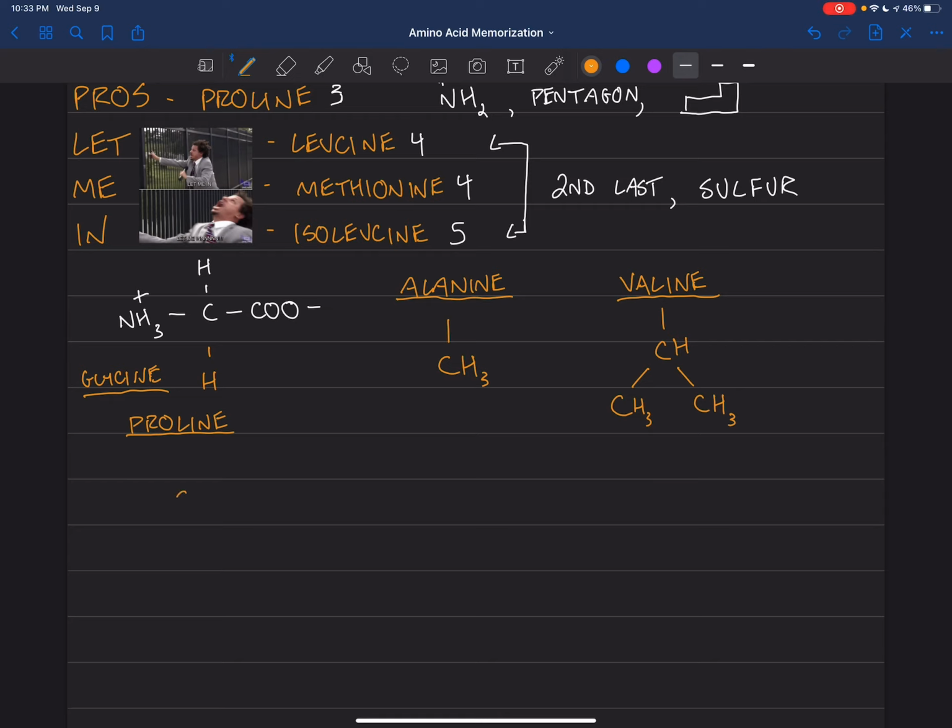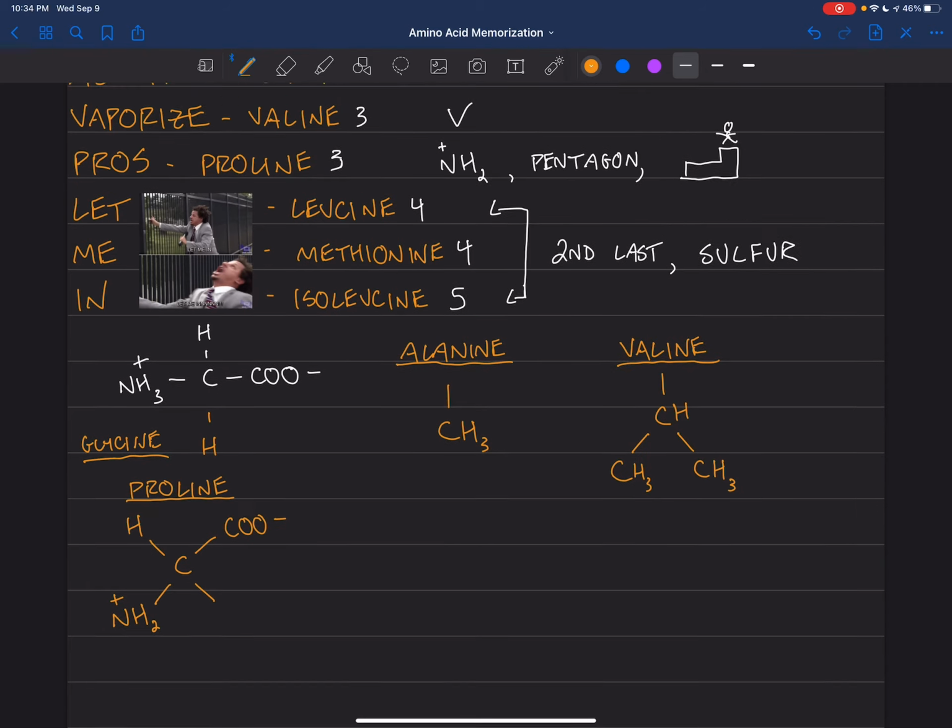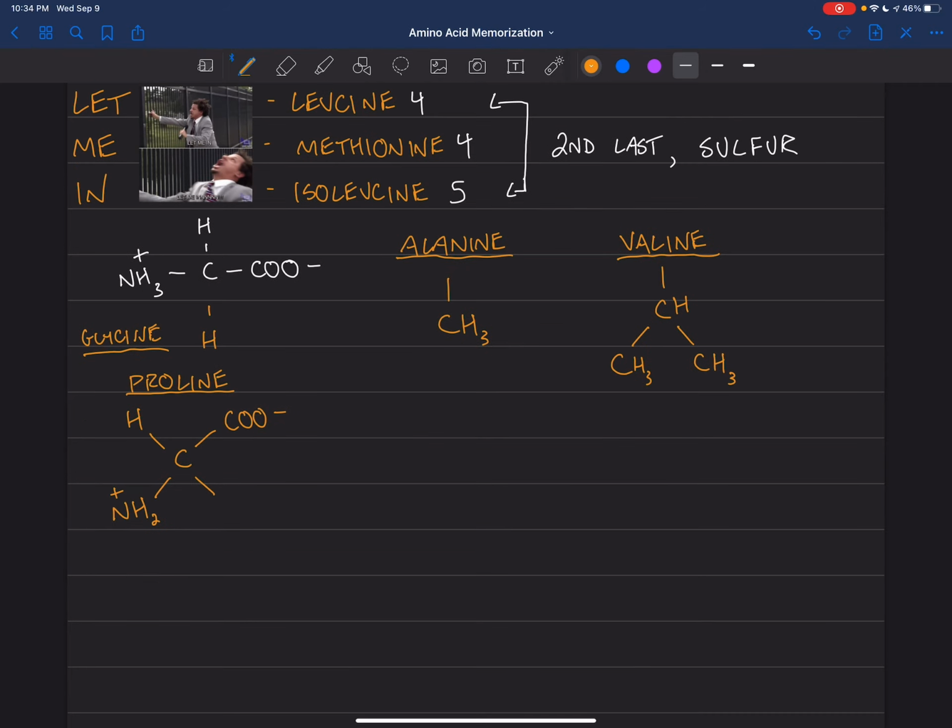And with proline, carbon has gotten itself into this mess, and it's kind of in a cross here, okay? So it's still going to have its carboxyl group. It's going to have its hydrogen, but it's going to have an NH2+, okay? And then, remember, proline and pentagon. So the carbon is going to be at the top of this pentagon, and we're just going to have to draw the rest of it.